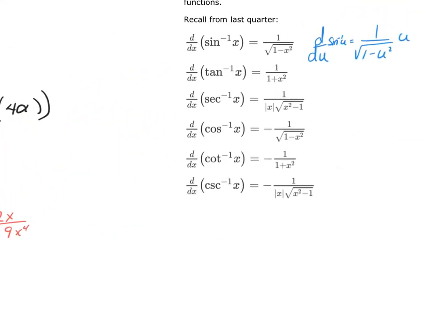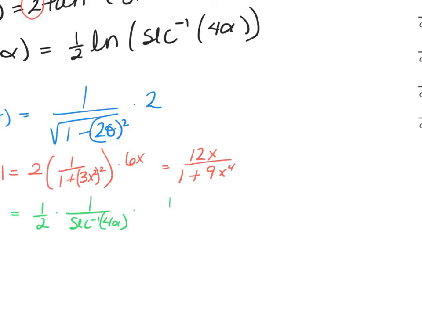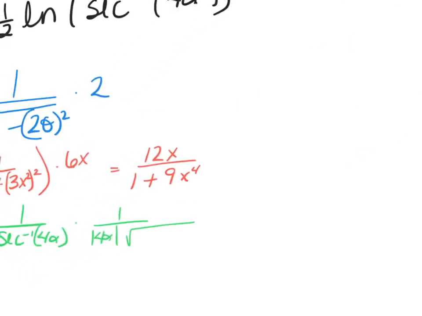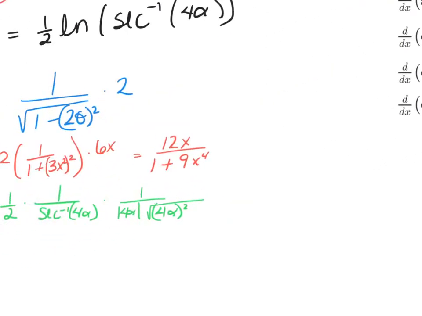So I'm going to go over here and find secant. That's going to be 1 over the absolute value of 4 theta multiplied by the square root of 4 alpha squared minus 1. Then I still have to do the derivative of 4 alpha, so I get 4.